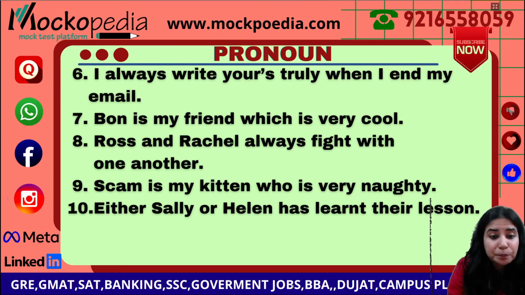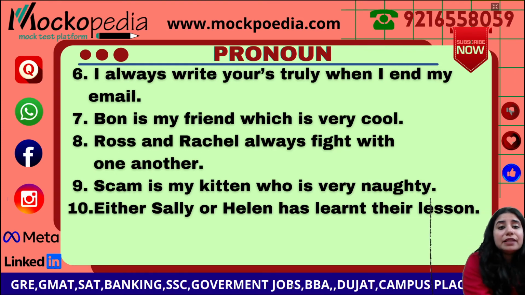Come to 10th. Either Sally or Helen has learned their lesson. So whenever we are combining two singular nouns with either or, neither nor, or, we are going to consider the subject to be singular, and hence the pronoun is going to be singular. So either Sally or Helen has learned her lesson. Right? So please be careful.